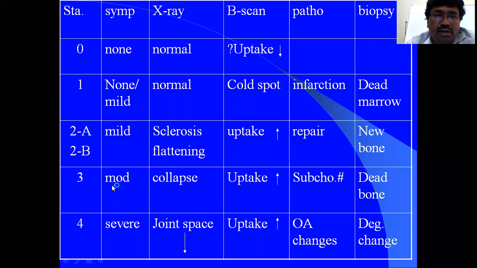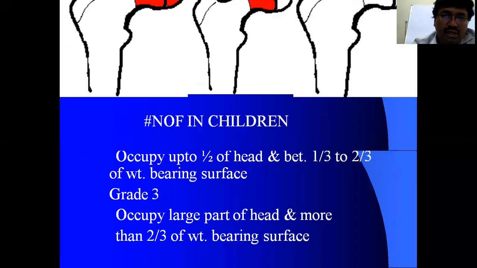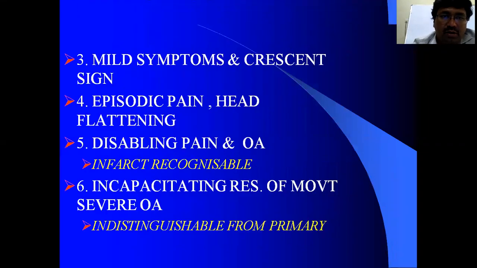In stage 3, there is much more damage, a greater amount of dead bone, and we'll see a collapse of the head, and the symptoms are also moderate. And an increase to severe symptoms usually comes in stage 4, where on the joint X-ray there is also a decreased joint space. And I'll show you some examples, then you can understand better. These are all the other classifications. You need not learn them.